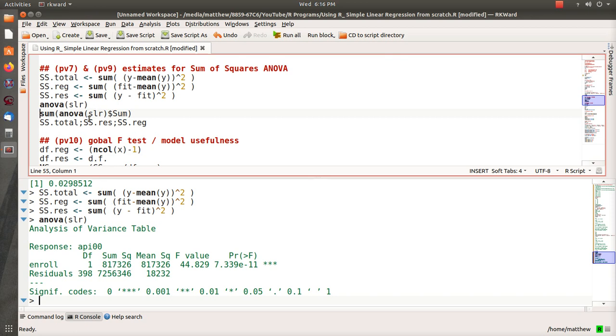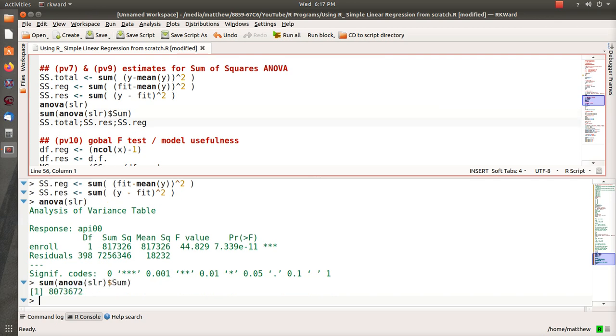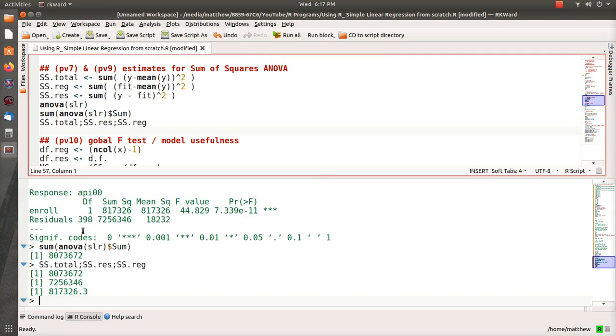So we want the ANOVA for the SLR model, only the sum component, which are these two, and then let's add them. If you take these two right here, it adds to this, and I want to check it against these. So here's the total, which equals the total from the canned package. Here is the residual, which equals the residual, and this is the sum of squares regression, which is associated with that.